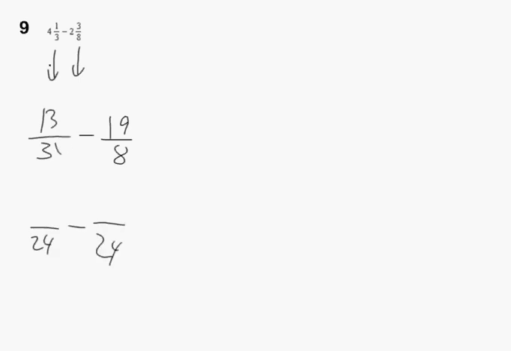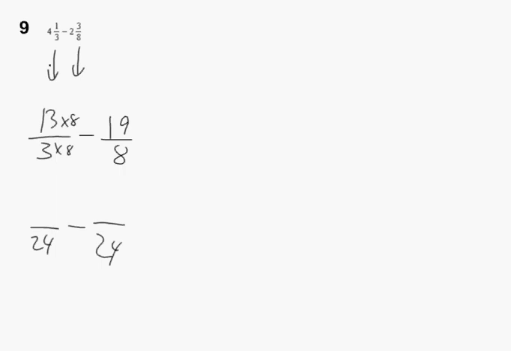Question 9, same type of thing. We're taking away mixed fractions. So the first thing I want to do is change these to improper. 4 1/3 is 13 thirds. 2 3/8 is really 19 eighths. My common denominator for both is going to be 24. That's where it's a little bit complicated.